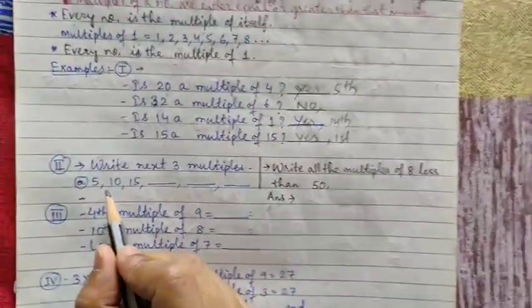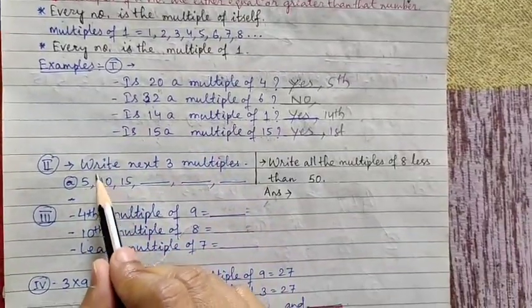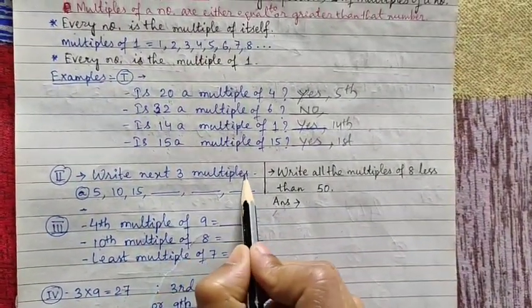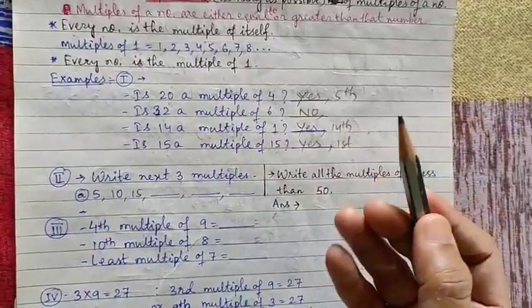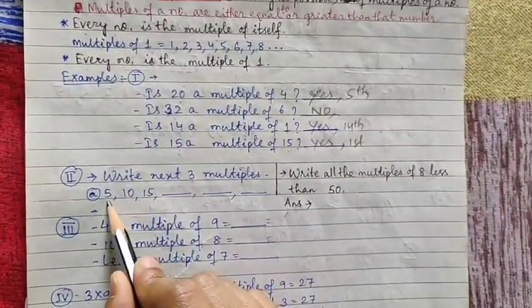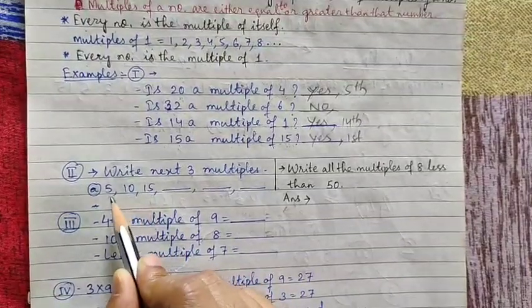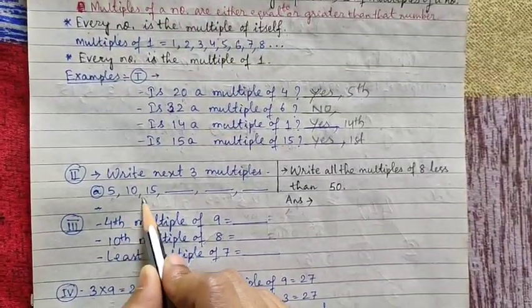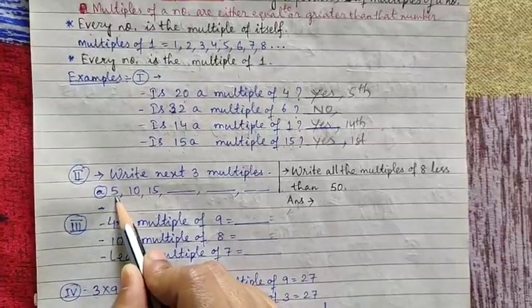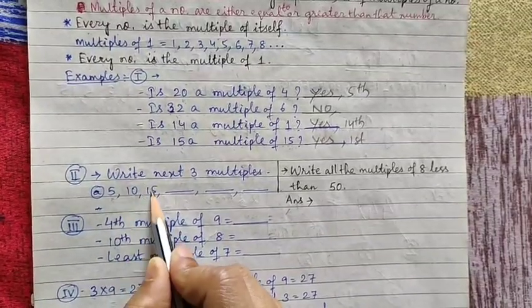The next type of question is if you have been asked to write next 3 multiples. Next means बाद में और क्या क्या 3 multiple लिखिए. So see in this question 5 is there, 10 is there, 15 is there. So first you see whose multiples are these? These are the multiples of 5. 5 1s are 5, 5 2s are 10, 5 3s are 15.